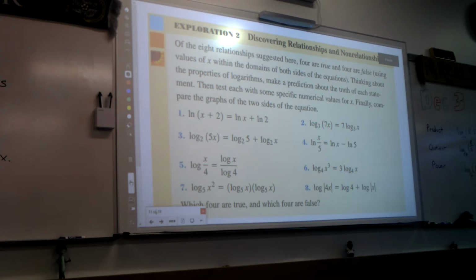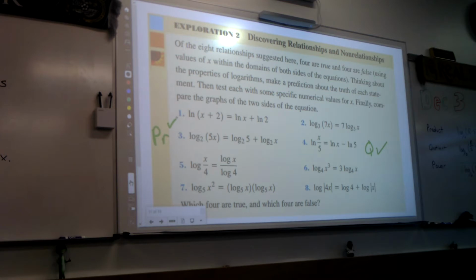Number 4. Number 4? Let's look at number 4. Which property is number 4, guys? This is just the quotient property, so that works. Awesome. Kimberly, give me another one. Which one? Which property is that? That's the product property, just using some different letters. So, yep, that's correct.